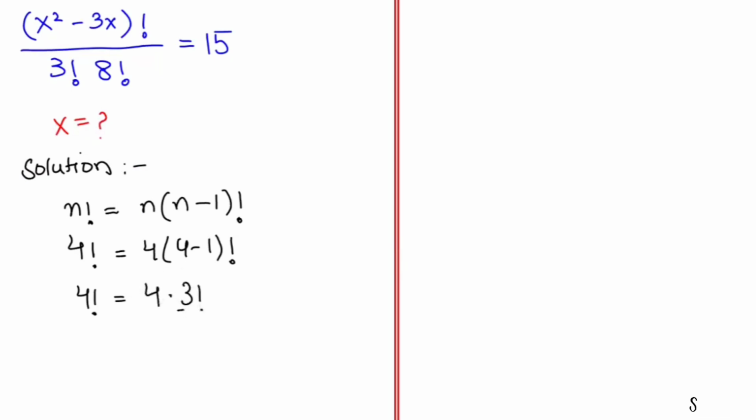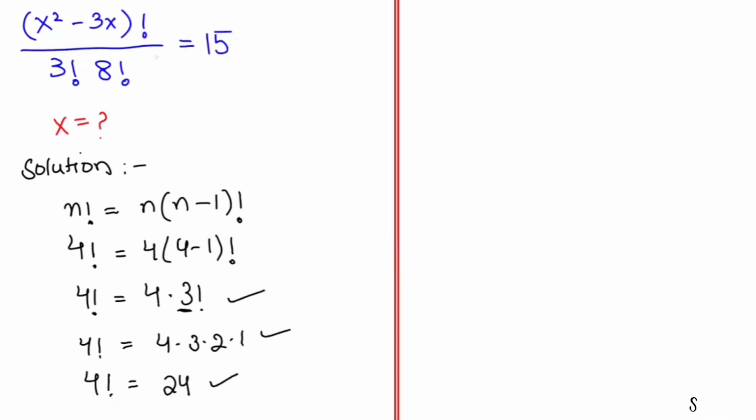Or in replacement of this 3 factorial, I can write the factorial of 3, so 4 times 3 times 2 times 1, or I can write this as 24. So in 3 different ways, we can write the factorial of any number.